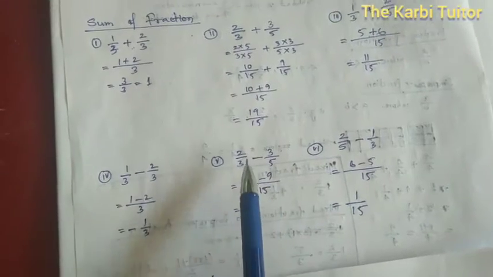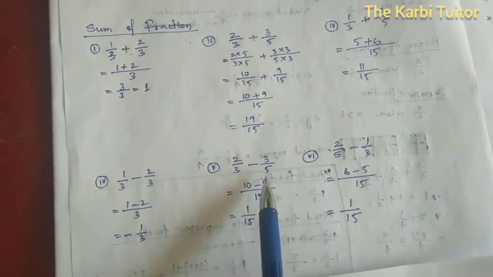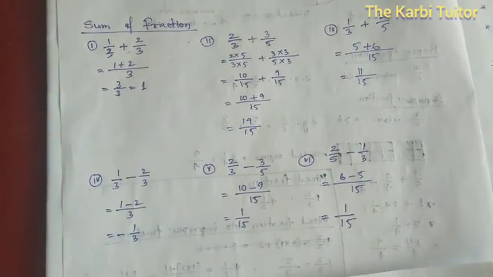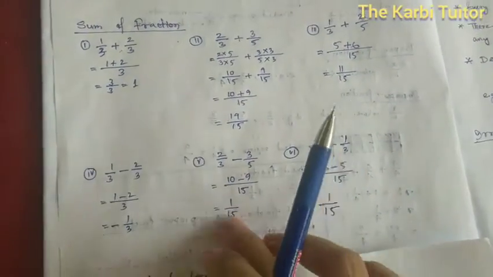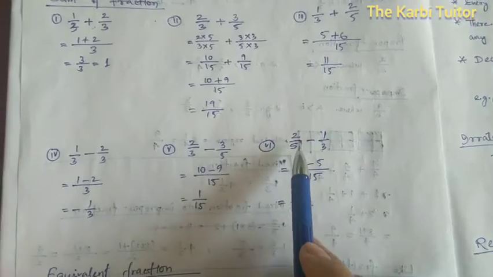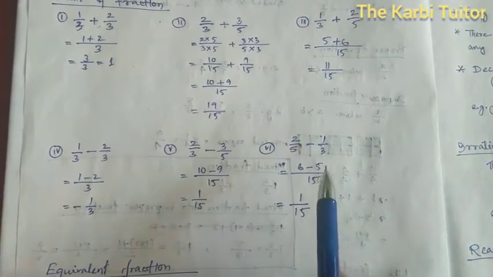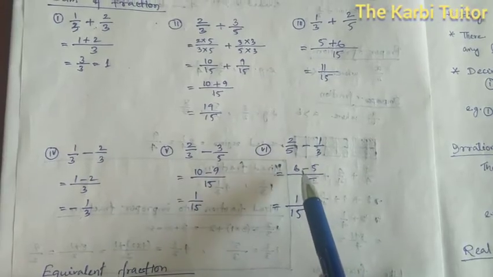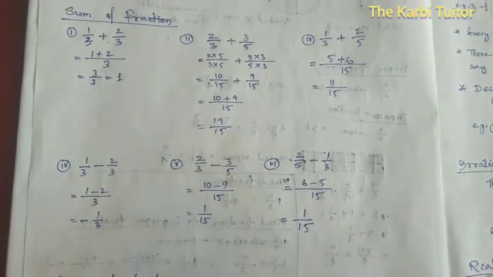Then next 2 by 3 minus 3 by 5, so take the LCM, 15, and 10 minus 9, and then 1 by 15. Then next here we have 2 by 5 minus 1 by 3, take LCM, so 15, 6 minus 5, 1 by 15.